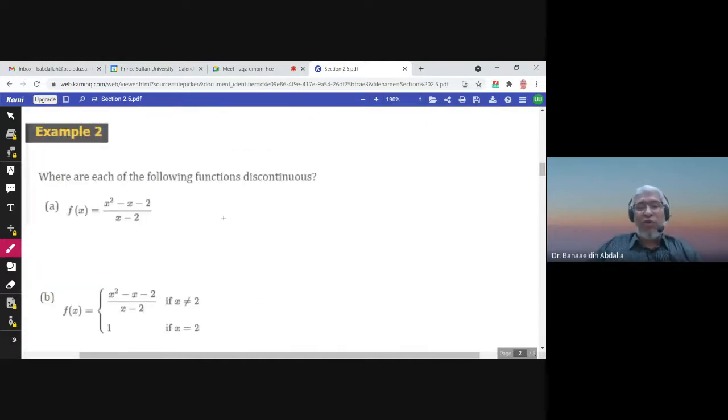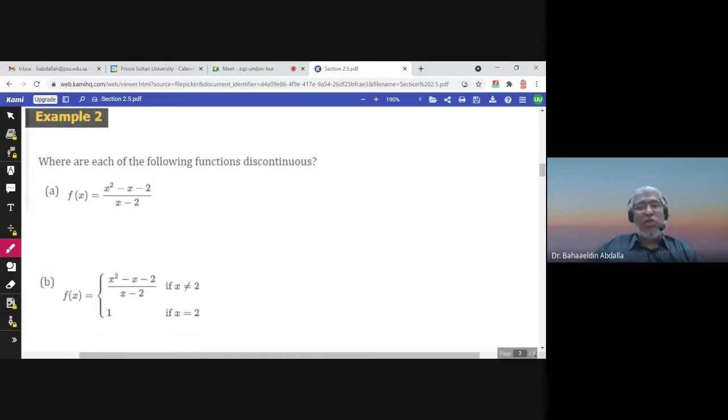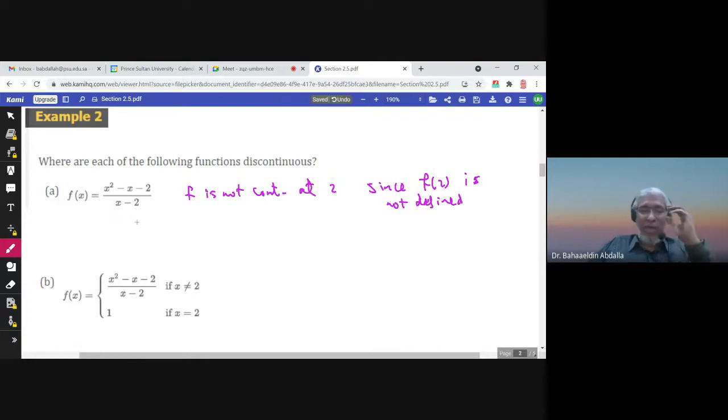Where are each of the following functions discontinuous? Well, this is a rational function. It's not continuous at 2 because f of 2 is not defined. Because 2 is not in the domain of this function. It will make the denominator 0.